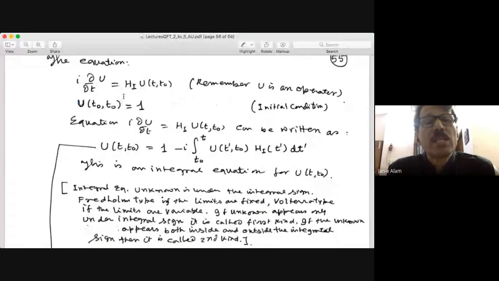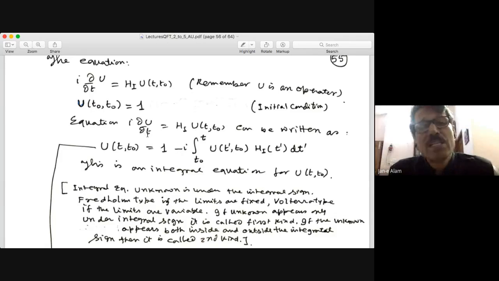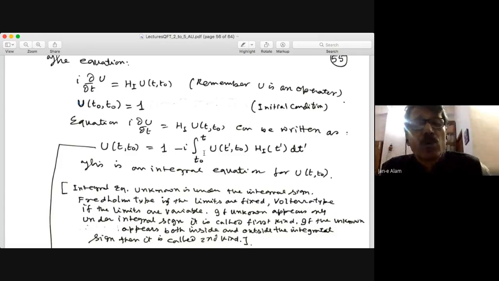Now this differential equation, I just convert to an integral equation. Why am I calling it an integral equation? I will call an equation a differential equation if the unknown is under the differential sign, right? If the unknown is under the differential sign, then that is a differential equation. Now you see this U in this differential equation, I can write in this form, and let me check whether it is right or not.